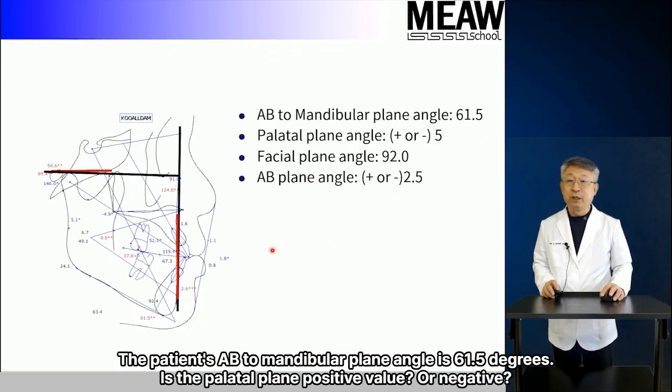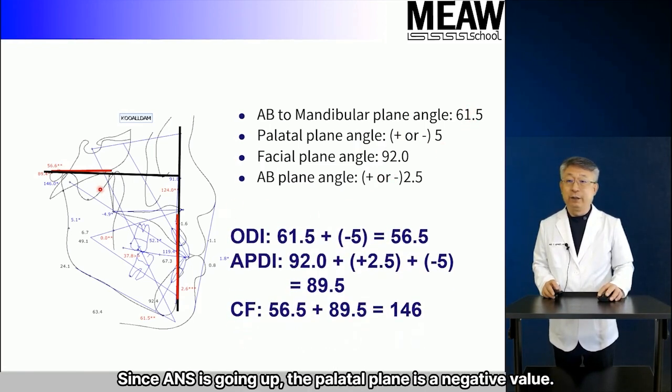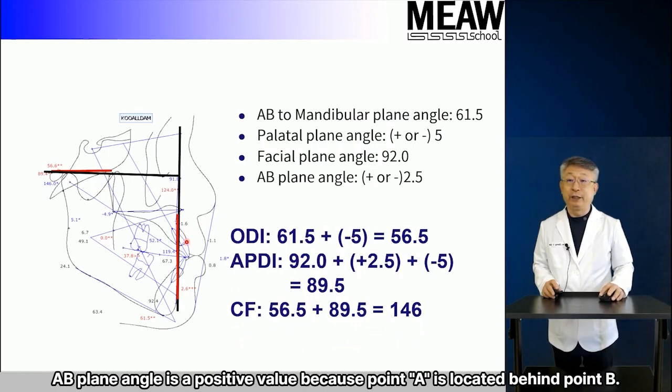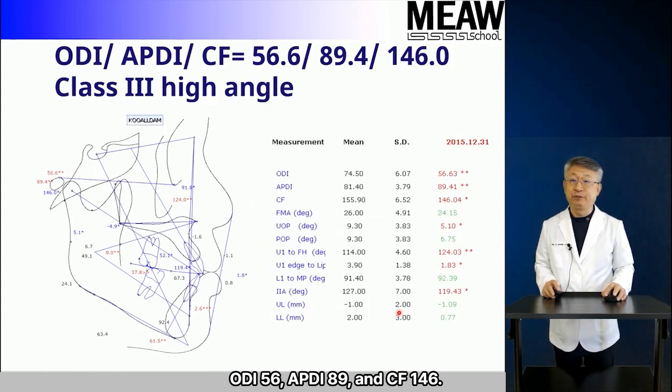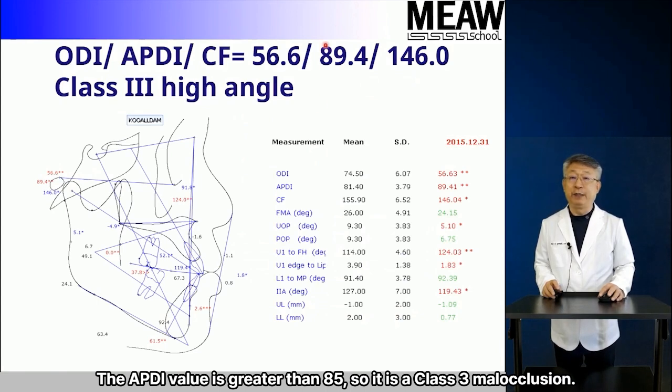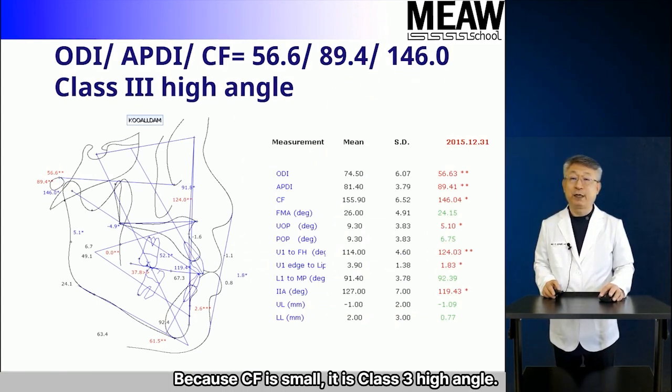The patient's AB to mandibular plane angle is 61.5 degrees. Is the palatal plane a positive value or negative? Since ANS is going up, the palatal plane is a negative value. AB plane angle is a positive value because point A is located behind point B. ODI 56, APDI 89, and CF 146. The APDI value is greater than 85, so it is a class 3 malocclusion. Because CF is small, it is class 3 high angle.